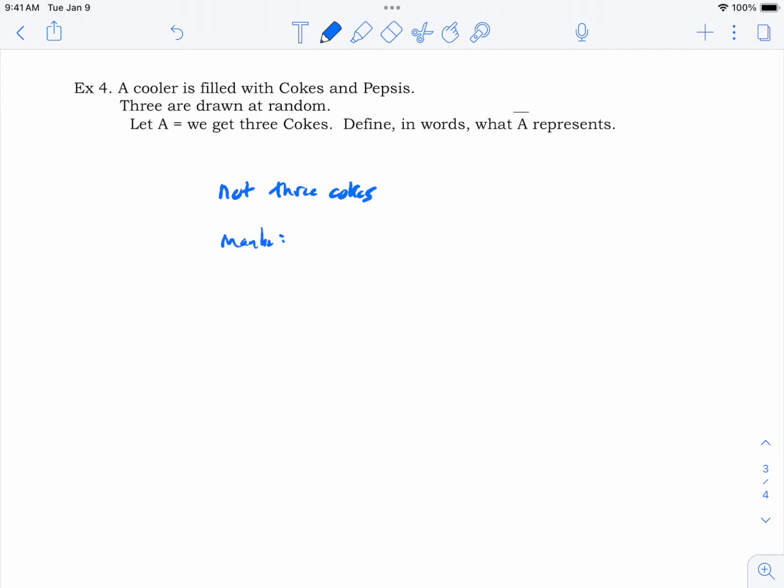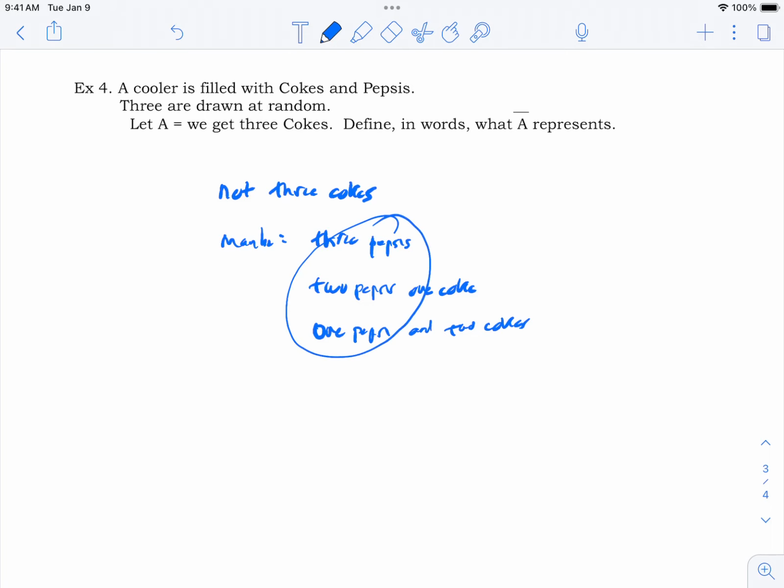Maybe what he did get was 3 Pepsis. Now, again, you might think of that as the opposite. 3 Pepsis is the opposite of 3 Cokes. Doesn't mean it's the complement. The complement of 3 Cokes means not 3 Cokes. It could be 3 Pepsis. It could be 2 Pepsis and 1 Coke. It could be 1 Pepsi and 2 Cokes. But what these all have in common is that there's some kind of Pepsi in there somewhere, at least 1 Pepsi. And so that would be really the best way to say this. At least 1 is a Pepsi. No Coke, Pepsi.